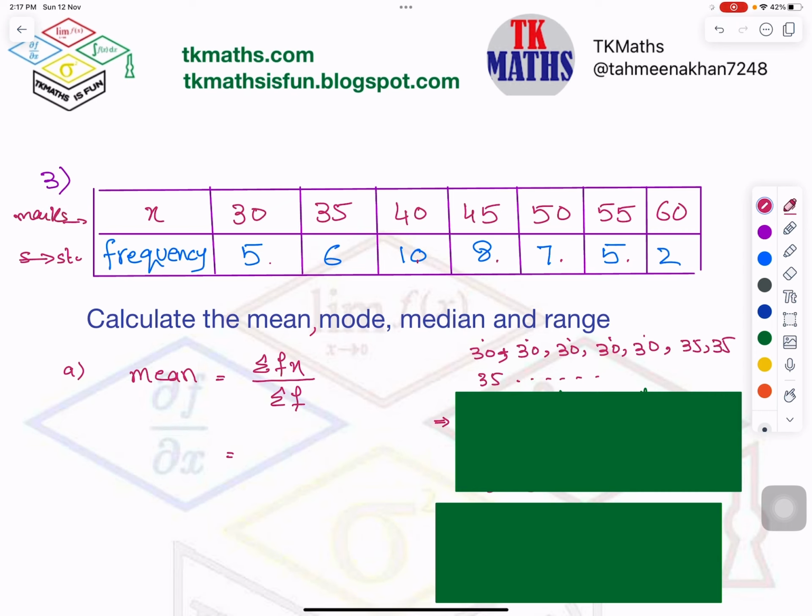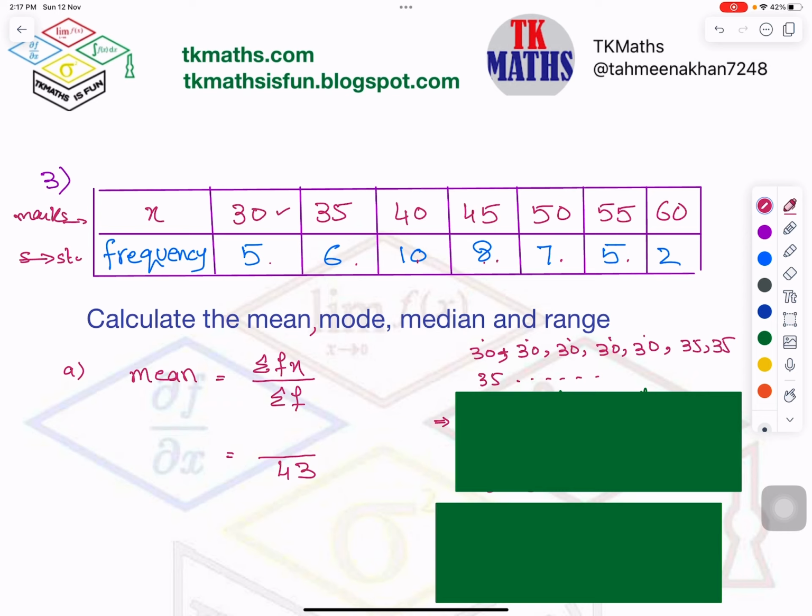So 5 students obtain 30 marks. 6 students obtain 35 marks. So how many students were there? You will add up 5, 6, 10, 8, 7, 5, 2. So the total is 43. So there are 43 students.